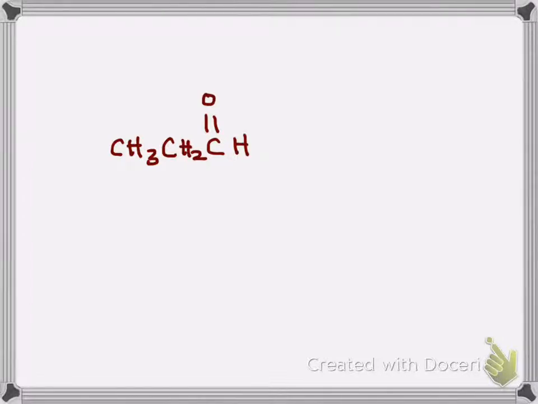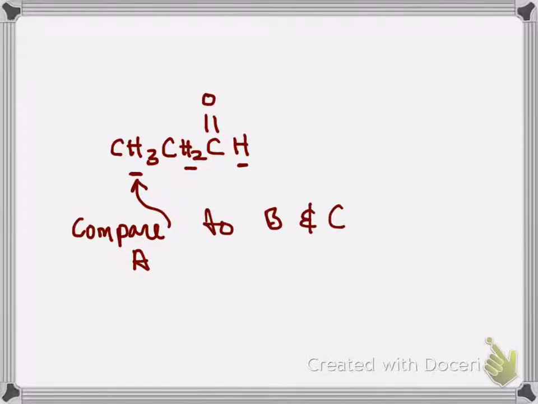So this is an aldehyde, right? How does the electron cloud on these hydrogens compare to the electron clouds on these hydrogens? So we're comparing this one, we'll call that A, to B and C, which are these guys. And why is it different?